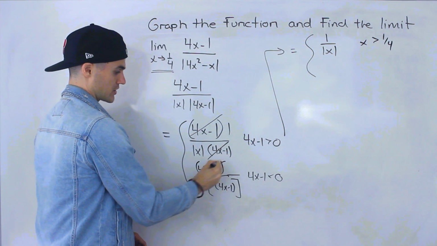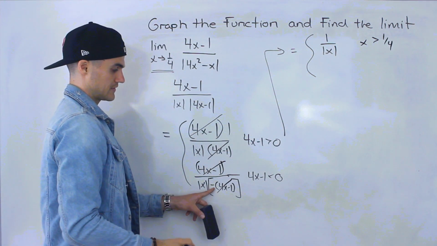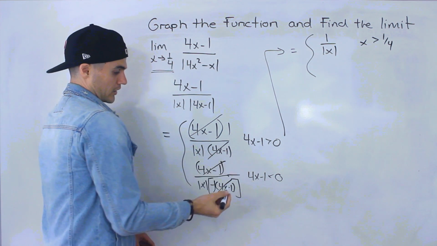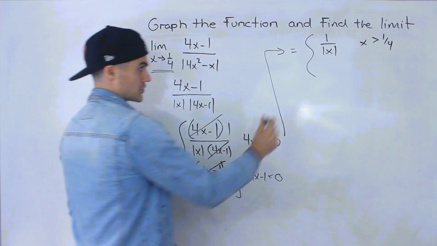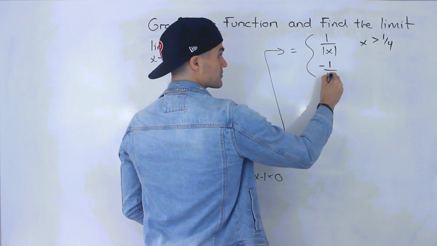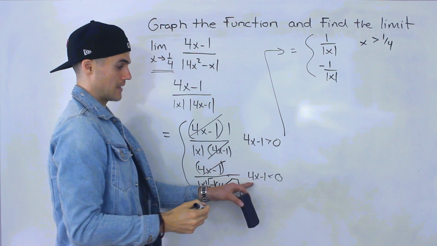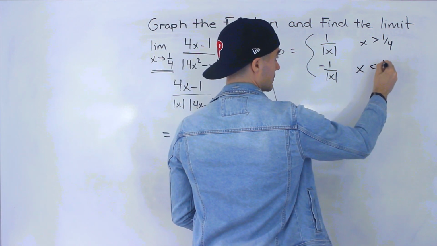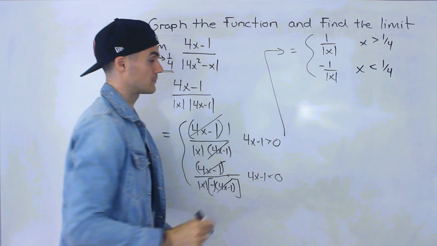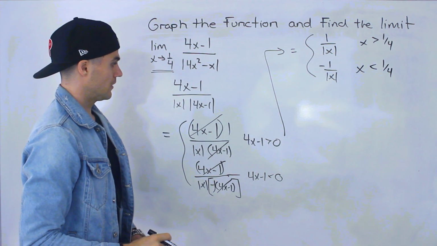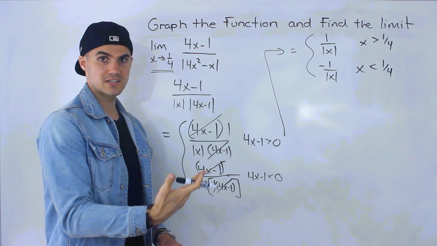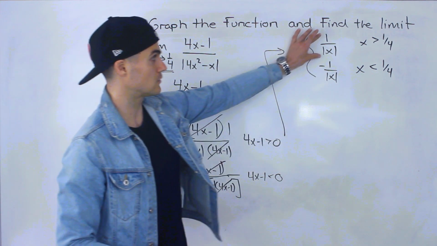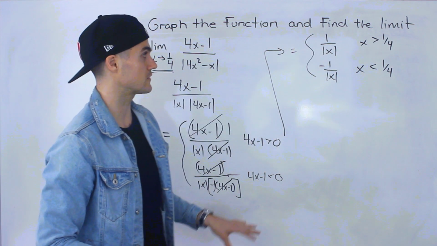And then notice here the 4x minus 1 cancels out. So we got this -1 here, which we could even bring up top. So this portion is going to be -1 over absolute value of x. And that's going to happen if we isolate for the x in this inequality. That's going to happen when x is less than 1 over 4. Right? So pretty much the same process as we've been doing before. It's just now that we have this absolute value of x within the piecewise function.